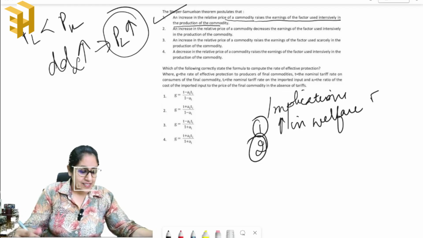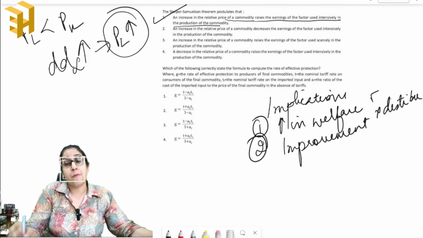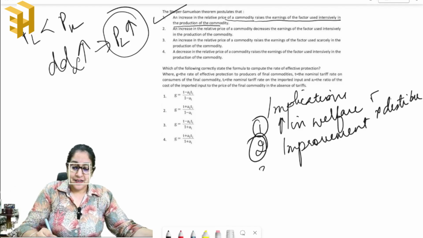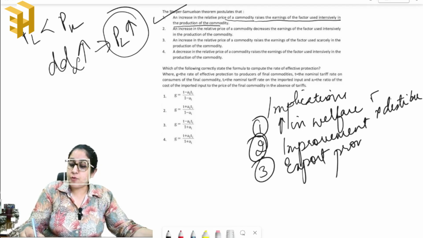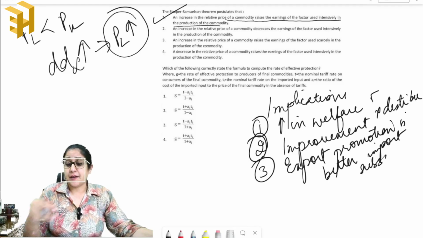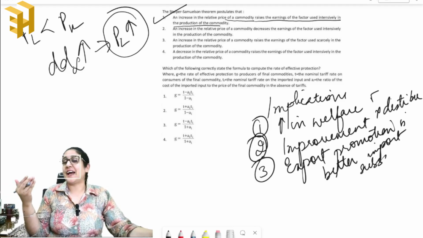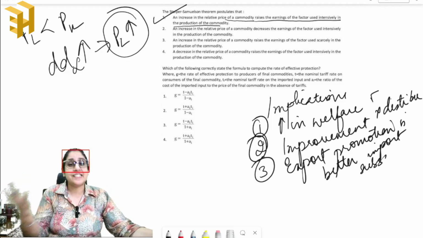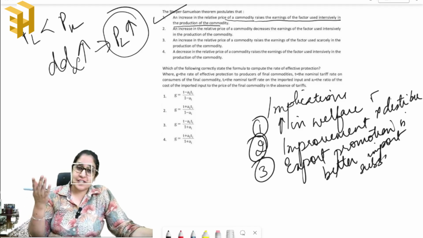Second implication is that it will lead to an improvement in your income distribution, right? So labor would get more income. Third is export promotion, very important. Export promotion is better than your import substitution, because if your exports increase, the demand for your abundant factor increases and the wages would increase, which will increase the overall welfare level in the economy, right? So export promotion is better.